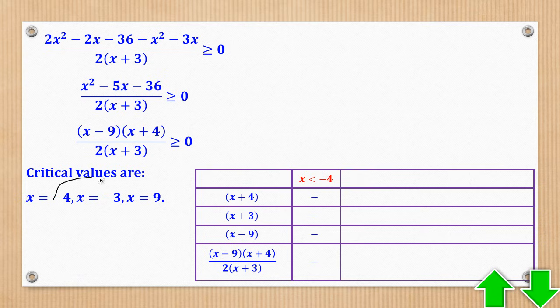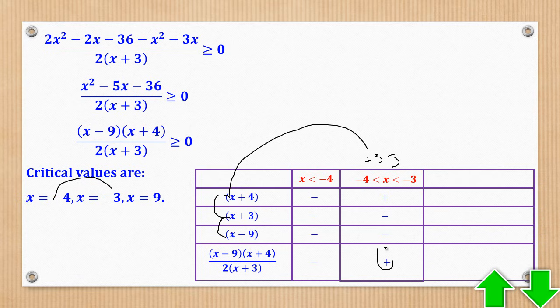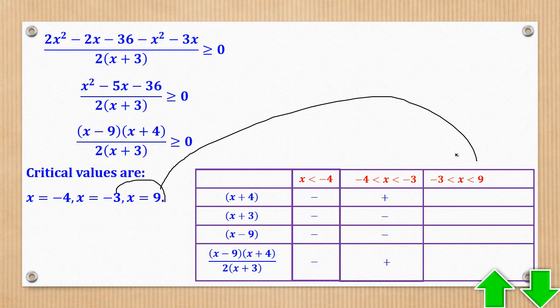Values between negative 4 and negative 3 are given by that expression. We can choose now negative 3.5. Put negative 3.5 here, positive. Negative 3.5 here, negative. Negative 3.5 here, negative. And we end up with a positive. Then values between negative 3 and 9 are given by that inequality. We can choose 0, put 0 here, put 0 here, put 0 here, and you end up with that.